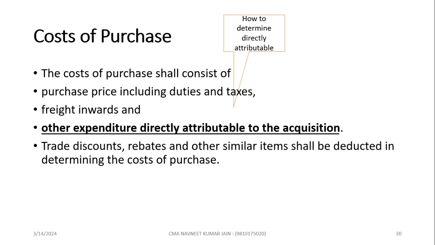Trade discounts, rebates, and other similar items shall be deducted in determining the cost of purchase. While we do the purchases, we get some discounts, we get some trade discount, we get some cash discount, we get some rebates, we get some volume discounts also. So these shall be deducted in determining the cost of purchase. The idea is to arrive at the net cost of purchase of the inputs that you are sourcing.